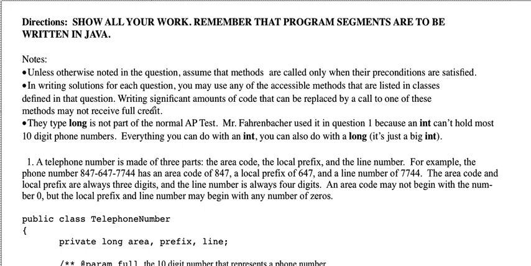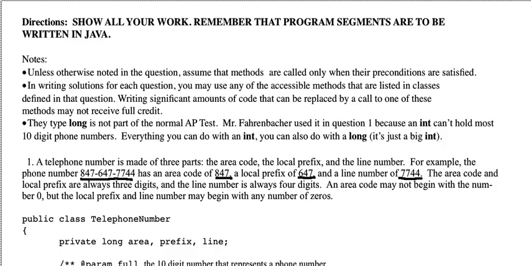Okay, right now I'm going to walk you through how to correctly answer the telephone number free response problem. The first thing you should always do is actually read the directions. So hopefully everyone figured out that a phone number is made up of an area code, a local prefix, and a line number. And here's an example of a telephone number broken up into its three parts.